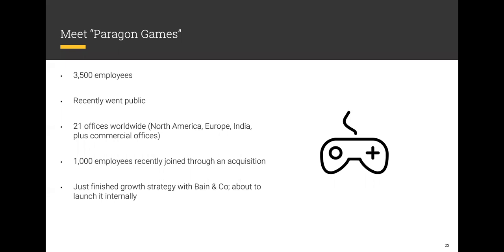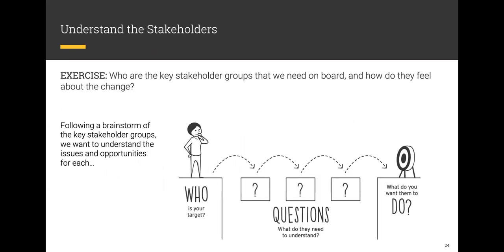There's a couple things that have changed in the organization, namely, they've recently gone public. They've also been beginning a process of growth through mergers and acquisitions. So there's 1,000 new employees that have recently joined through an acquisition. And they hired a top-tier strategy firm, Bain & Company, to finish their growth strategy, and they're about to launch it internally. So we're going to use them as our example so that we can see how these activities work in a case study. Again, think about your own organization as we go through.